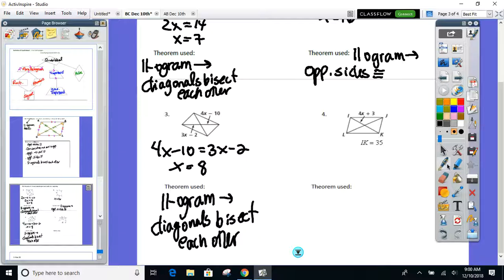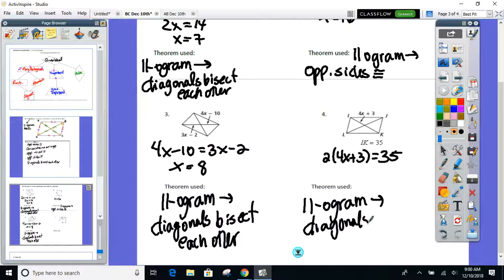Oh, never mind. All right, Liz, yep. I'll see how that goes. All right, 4x plus 3, IK is 35. What do you want to set up here now? I could do one of two things. Emma, I could do 1 half of 35 equals 4x plus 3, or I could do 2 times 4x plus 3 equals 35. The theorem that's getting us to that place, same one we've been using here: parallelogram implies diagonals bisect each other.